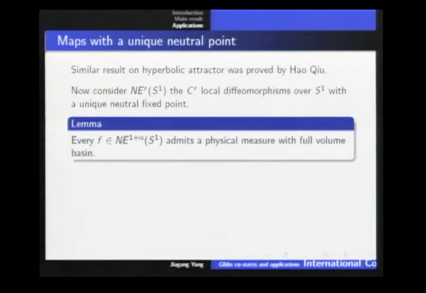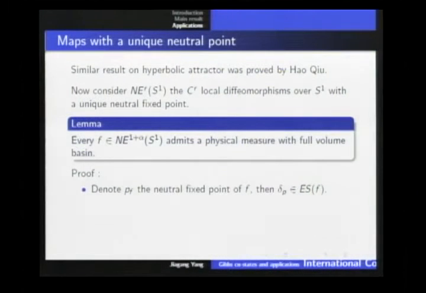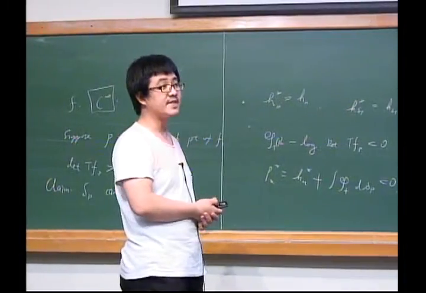We start with the equilibrium states. Now it's C1 plus alpha. First you consider the neutral fixed point. Sorry, I needed to say that because this is one-dimensional: one dimension is always entropy expansive, so the metric entropy is always upper semicontinuous, and the metric entropy and the topological entropy both always coincide. So you consider the neutral point. On this neutral point, it has entropy zero, and the integral of the potential is zero, so automatically it belongs to the equilibrium states. So we have one.